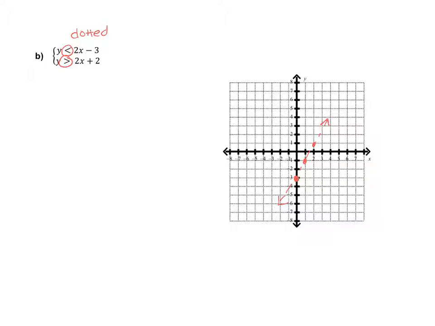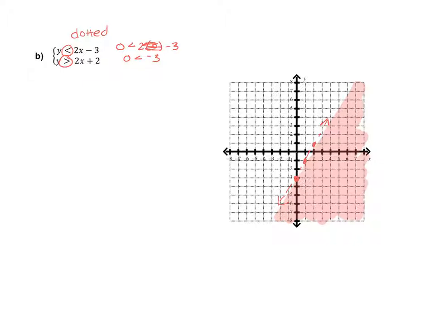And I'm going to test my point, so I can pick 0, 0 since it's not hitting 0, 0. 0 is less than 2 times 0 minus 3, so I could just cross that out: 0 is less than negative 3. Is 0 less than negative 3? No, 0 is greater than negative 3. So I cannot shade the side that 0, 0 is on. If this is my boundary, then I'm going to shade the right-hand side, or the bottom, however you want to think about that.